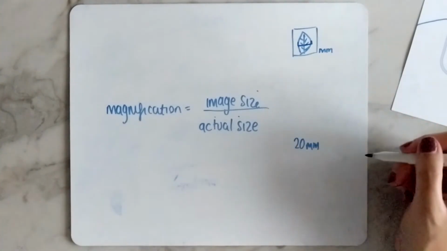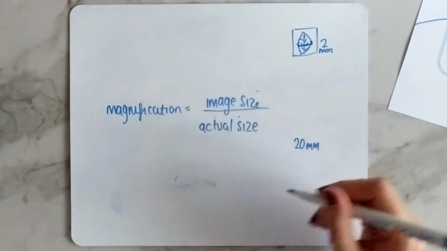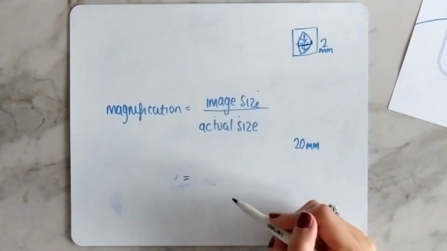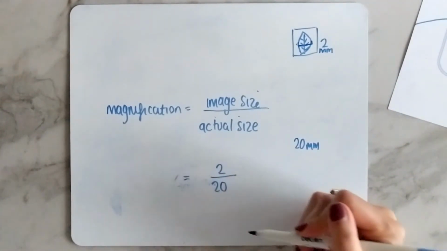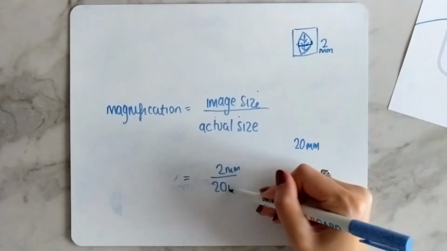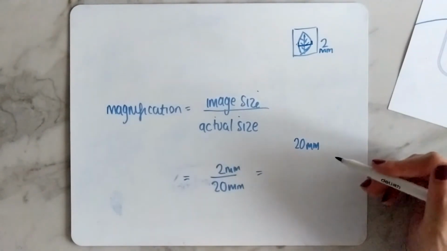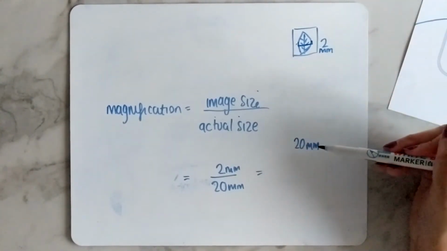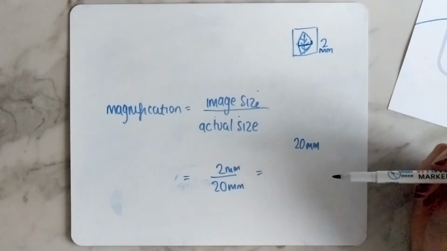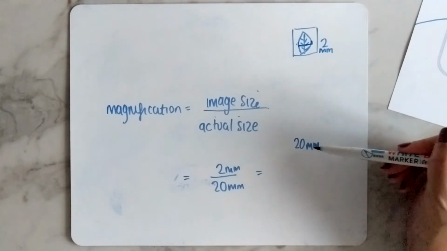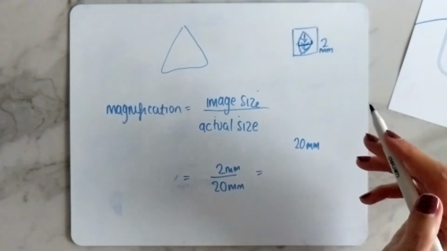And then you just plug it into your equation. Let's say I measure this and it's 2 millimeters. So therefore my magnification is image size 2 divided by actual size, which is 20. And they're both in millimeters, so therefore I don't need to convert anything. So that's one main thing to look out for. Students often lose marks because they forget to convert the units. So actually I'll quickly just draw the triangle for you and then I'll go through converting units.